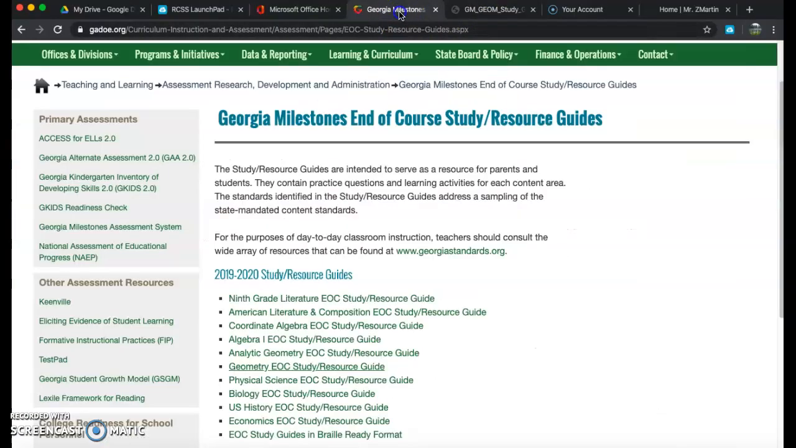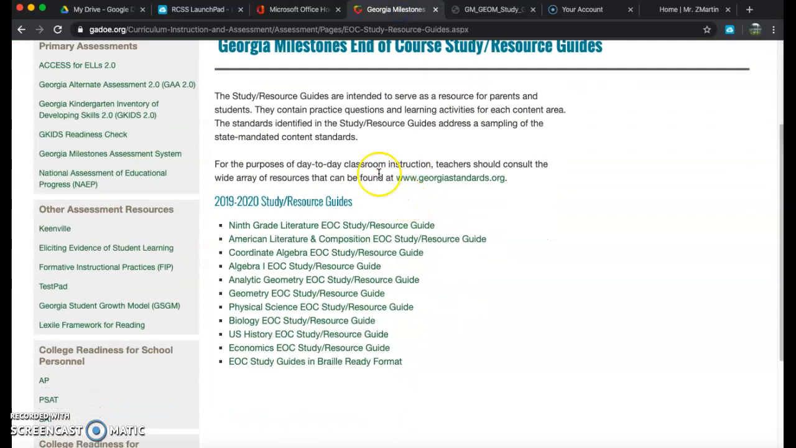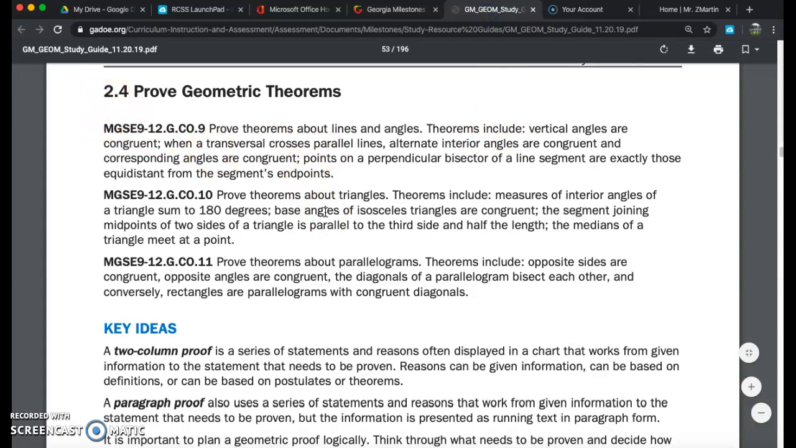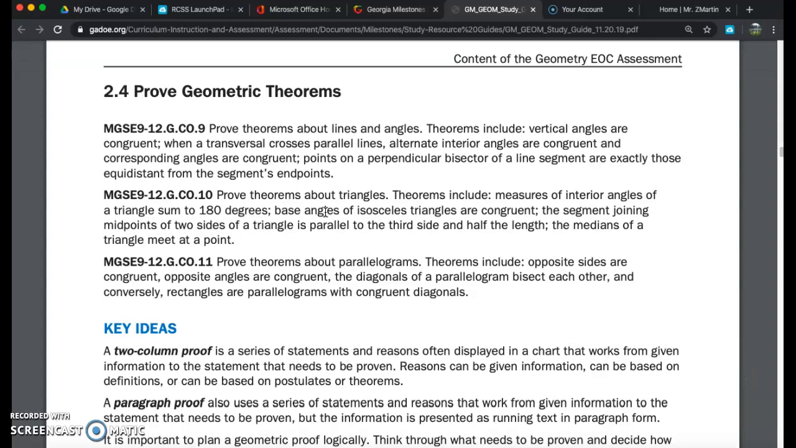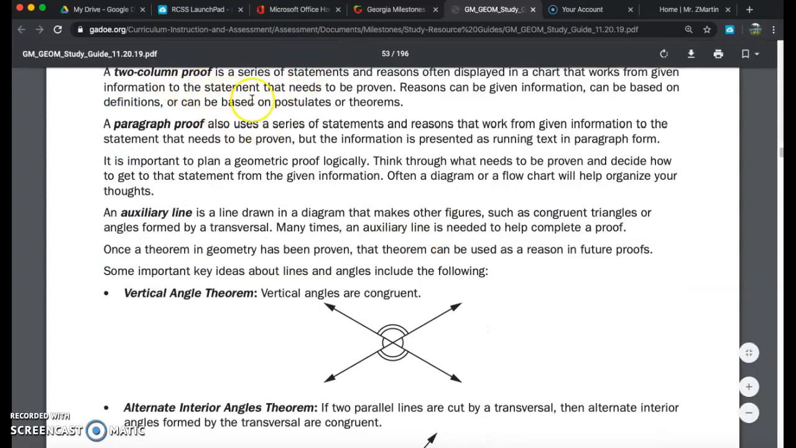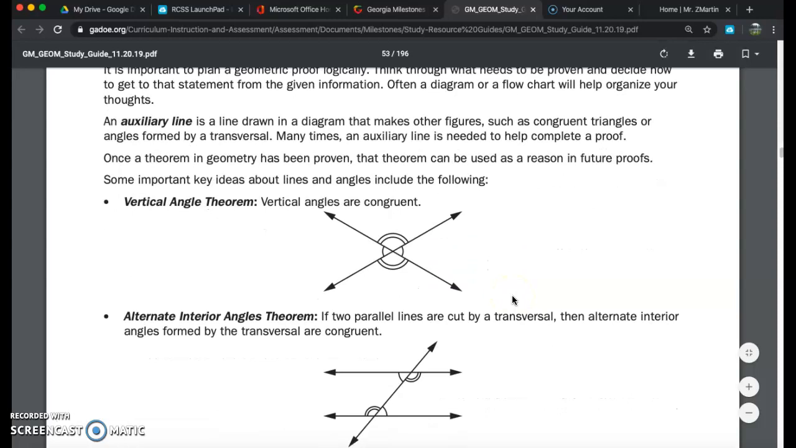In fact, if you Google Georgia DOE EOC study guides, you'll see a list of those study guides here, and we are going to be working in the Geometry EOC Study and Resource Guide in Unit 2, Prove Geometric Theorems. I'm not going to read all this to you because I know that you could pause the video and read over some of this, but you see our standards at the top. You see some key ideas in regards to two-column proof, paragraph proof, information regarding an auxiliary line, and then some theorems that you learned about earlier in the year.